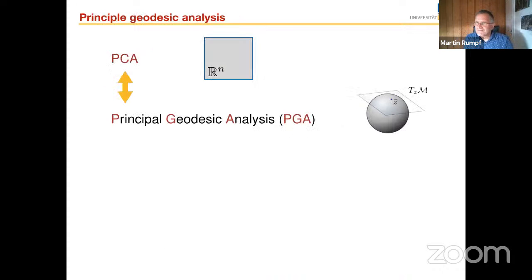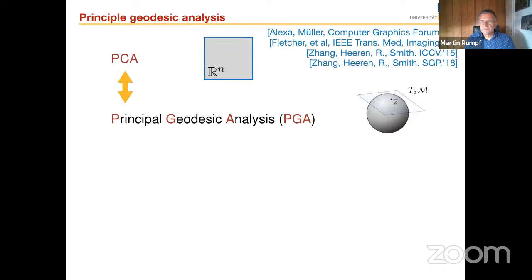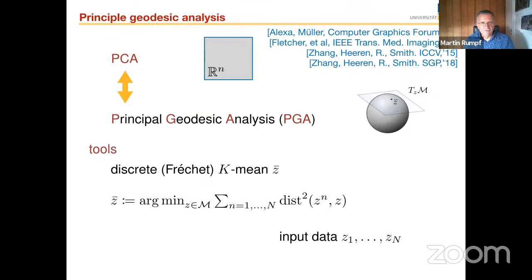So now let's start discussing principal geodesic analysis. PCA, principal component analysis, in Euclidean space, also with a scalar product, which might be different from the Euclidean scalar product but a fixed one that's well known. And the principal geodesic analysis is just the translation to Riemannian manifolds and has been considered in many publications so far.